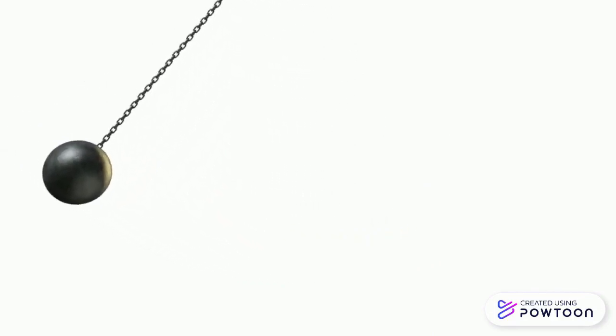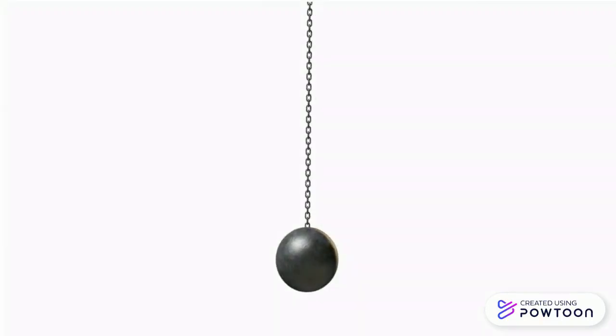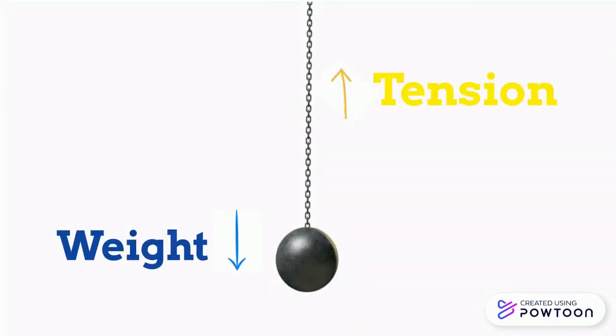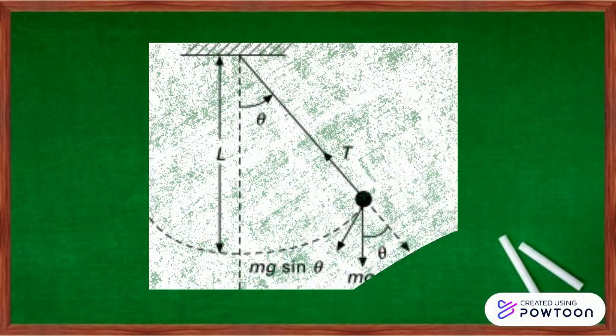There are two forces acting on the bob in a simple pendulum whether it is moving or not: weight, which is the force of gravity, and tension. The motion occurs in a vertical plane and is driven by a force.